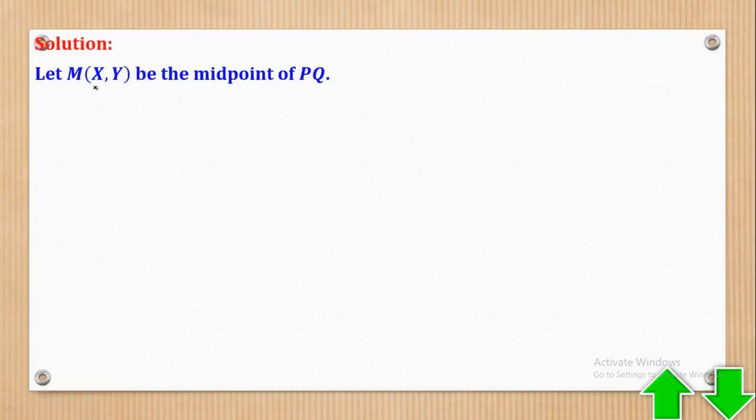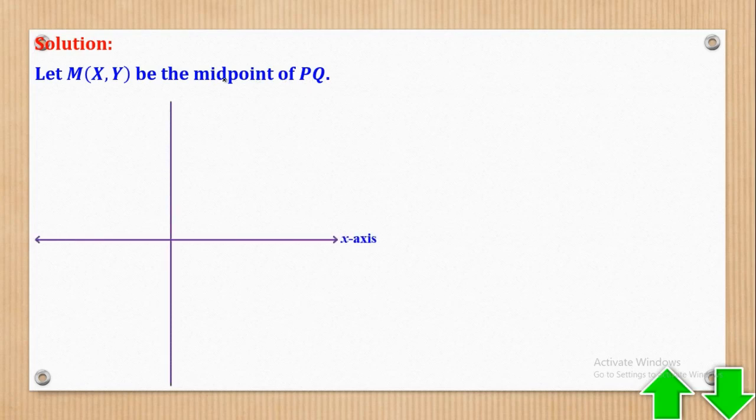So let M, which is (X, Y), be the midpoint of PQ. Therefore we shall come and draw our sketch, draw the axes and label them. Then draw your rectangular hyperbola. It must never touch the axes, because the axes are now the asymptotes.